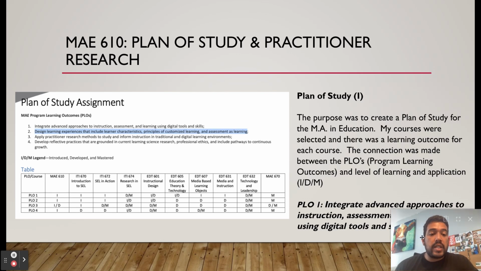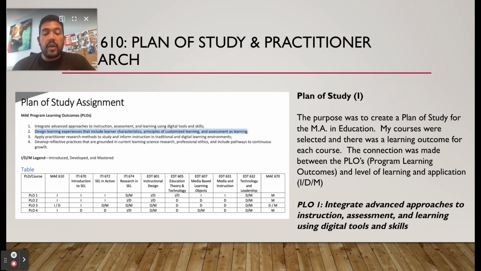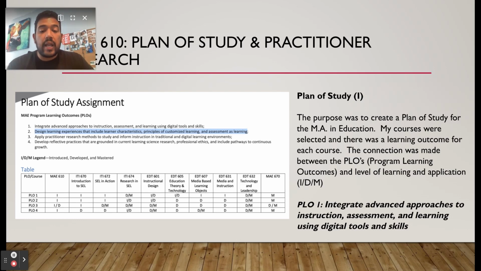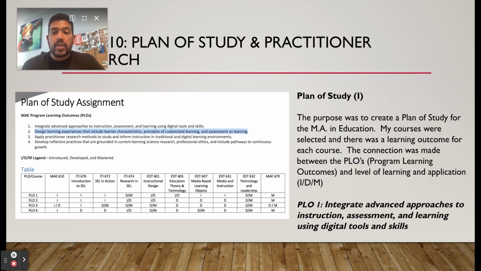So the first one, as you can see, is a plan of study. The plan of study is something that we use, and I chose this one. I think I chose it as an introduced level of mastery. I put this video right here, and I chose this because it was something new to me. I've never been able to choose my classes like that for a program.